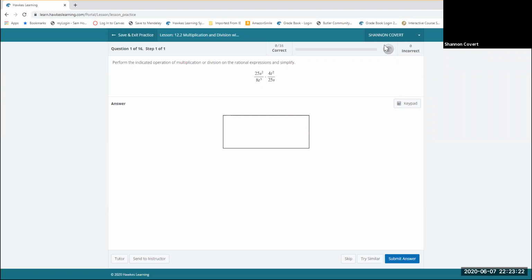Jumping into examples now, I went into HAWKS to the practice section and just went to the first problem it gave me. Perform the indicated operation of multiplication or division on the rational expressions and simplify. There's no factoring that needs to be done in this particular problem because I do not have any sum or difference here. I have only things that are being multiplied.